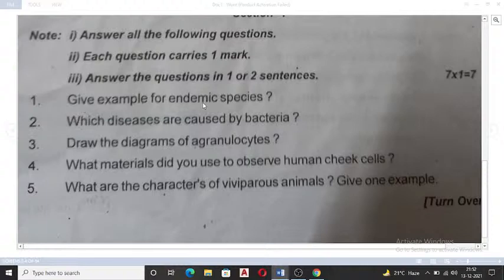So some of it is given for you. Give an example for endemic species. We all know what endemic species are. Any animal or plant species that lives in a particular area and that you won't see in other places. Such species of organisms or animals are known as endemic species. Like if I say kiwi, it is endemic to New Zealand. If I say kangaroo, the moment I say kangaroo, you say Australia, right? So this way, each and every organism belongs to a specific area.